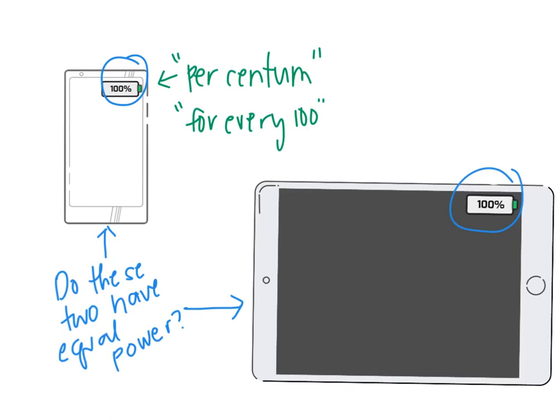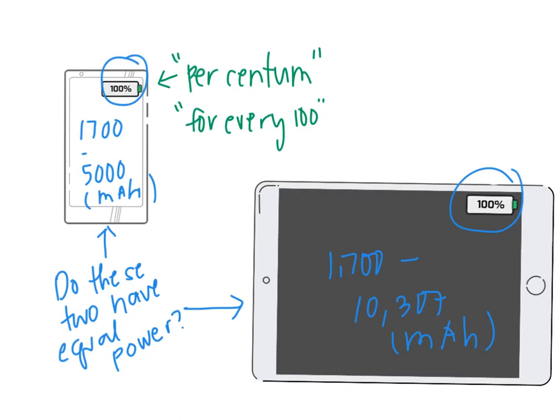For example, a typical smartphone will usually have around 1,700 to around 5,000 milliamp hours or mAh. But a typical tablet, depending on the device, will also range in this manner. Sometimes it will be 1,700 and can go as high as 10,307 milliamp hours. This is especially true for the iPad Pro. So what does this actually tell us?